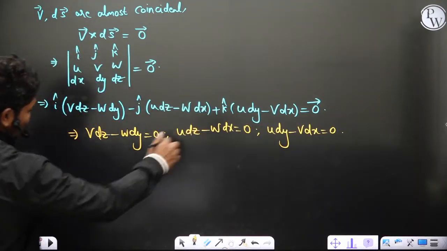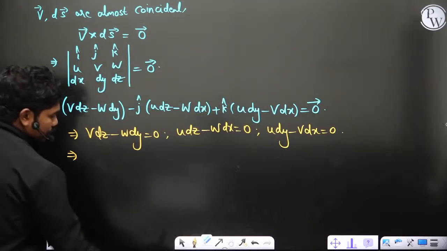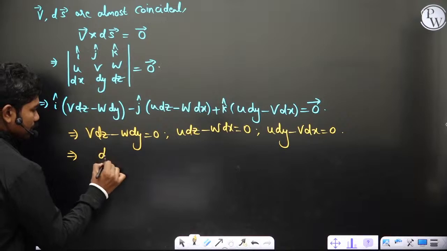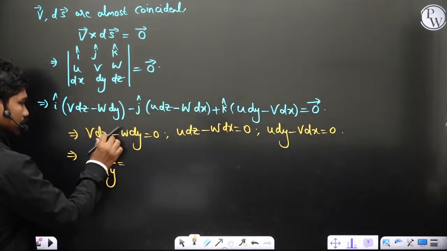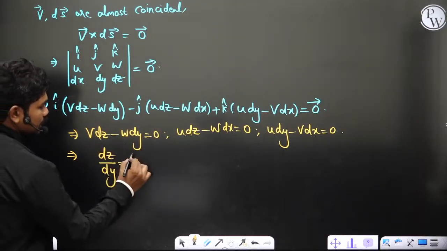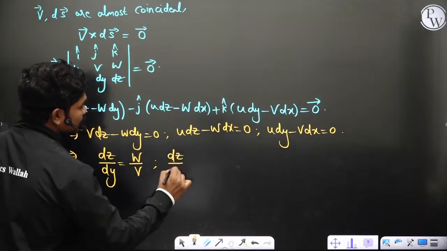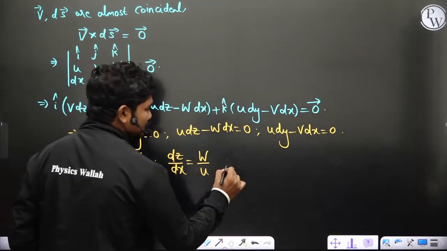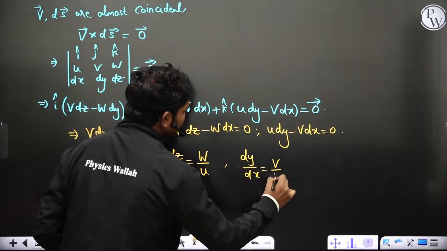Thank you. So now if you see this, v dz is equal to w dy, can you understand like this? If I write directly, let us suppose if I send the second term to the right hand side, I'll have v dz minus w dy is equal to 0. So if you send it here, we have dz/dy is equal to w/v. From this equation, dz/dx is equal to w/u, and from this equation, dy/dx is equal to v/u is what you have.